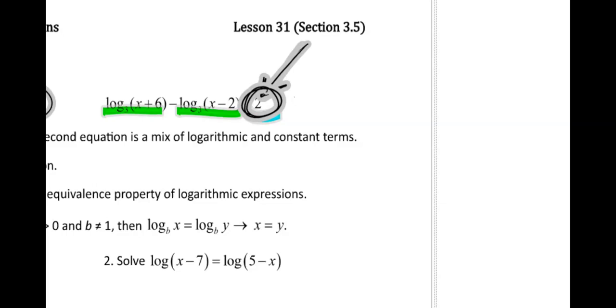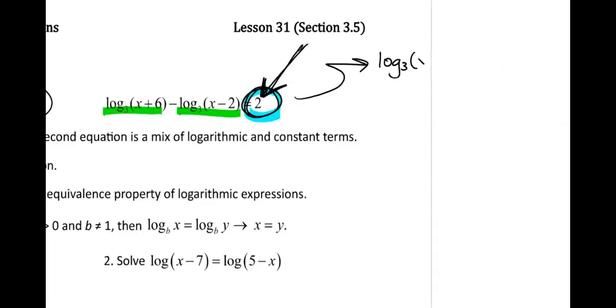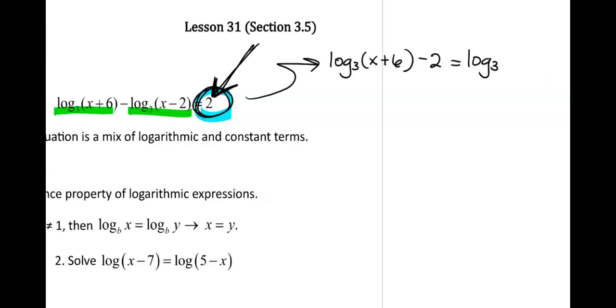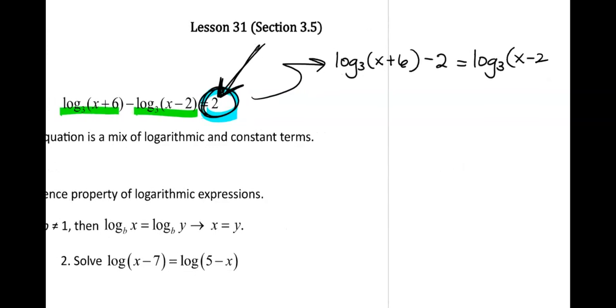For example, I could have rewritten this equation as log base 3 of x plus 6 minus 2 is equal to log base 3 of x minus 2. Now, these are the exact same equations. I just moved things around, but notice that this equation still does have that constant term in it.